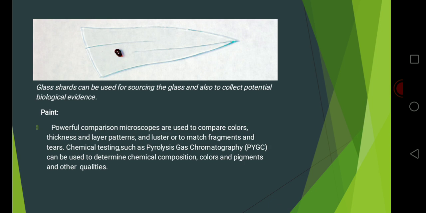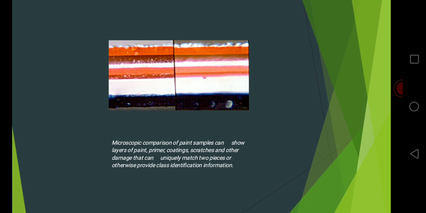Next is paint. Powerful comparison microscopes are used to compare colors, thickness, layer pattern, and luster, or to match fragments and tears. Chemical testing such as pyrolysis gas chromatography, PYGC, can be used to determine chemical composition, color, pigment, and other qualities. Here a structural microscopy comparison of the paint sample can show layers of paint, primer, coating, scratches, and other damage that can uniquely match two pieces or otherwise provide identification information.